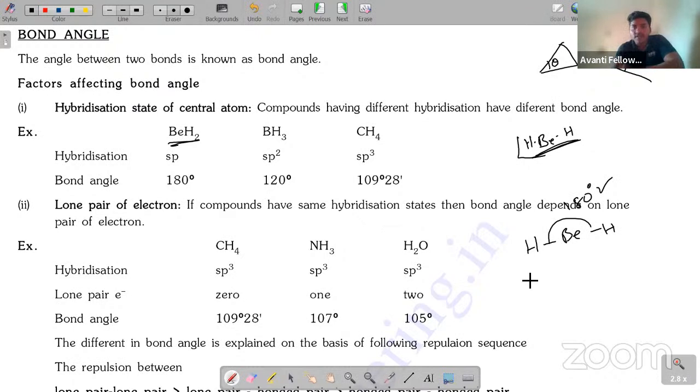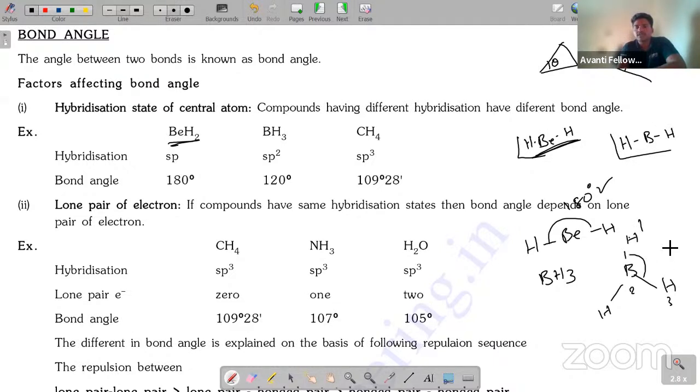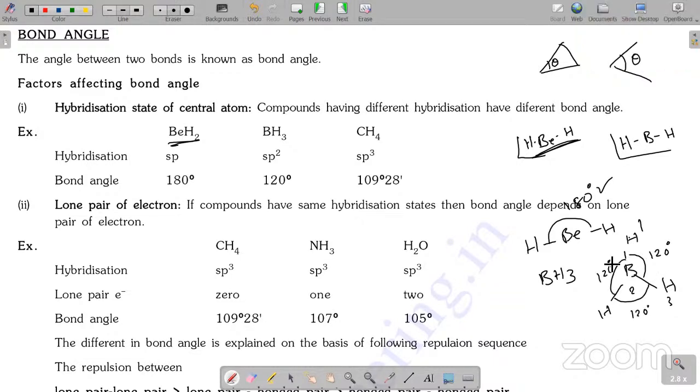But if I want to find the bond angle for BH3, you can have 3 hydrogens like this. If I'm asking about the bond angle, it is simply the hydrogen, boron, and hydrogen bond angle. So hydrogen 1, 2, 3. The bond angle can be calculated like this. So this is 120, and here it is 120. Here it is 120.